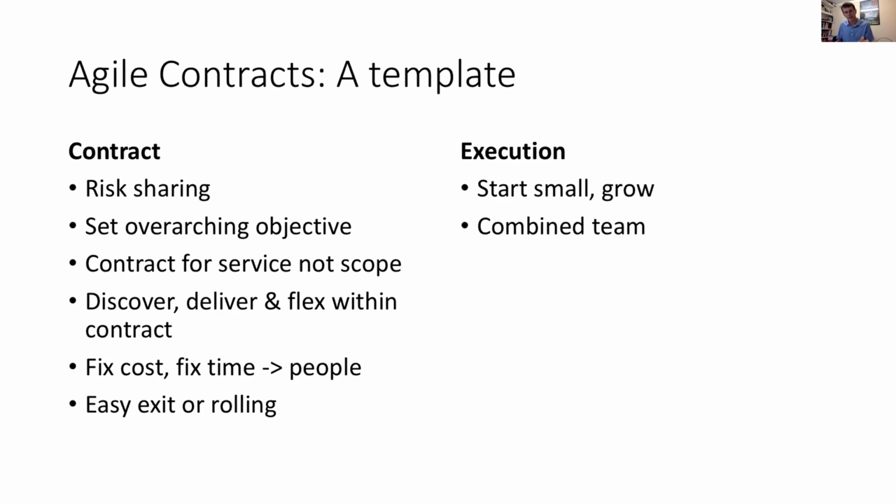You have a combined team. And when I say combined team, I'm thinking combined in 2 ways. You have combined client people and supplier people. So you've got people from the client and people from the supplier working together as one team. It's also combined in that you have discovery people and you have delivery people.